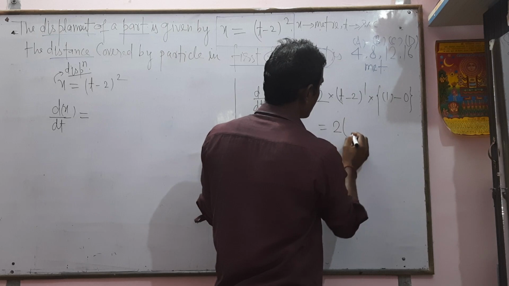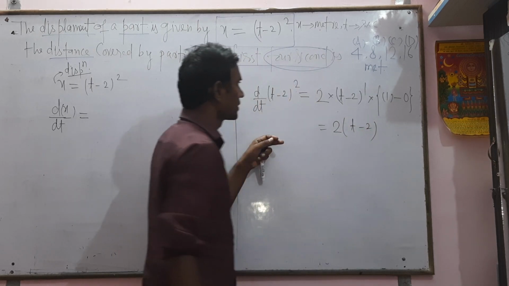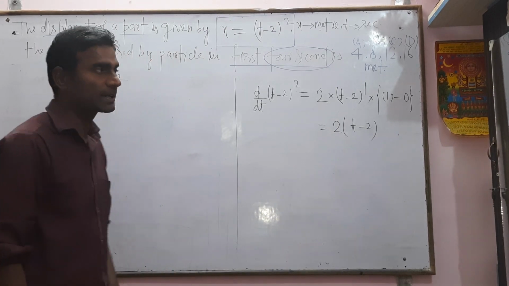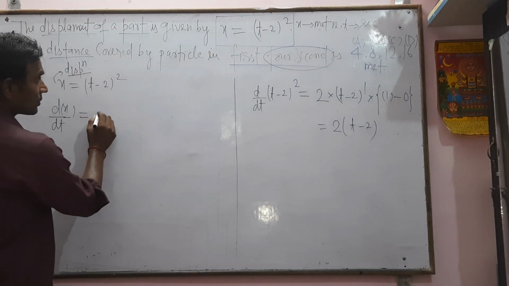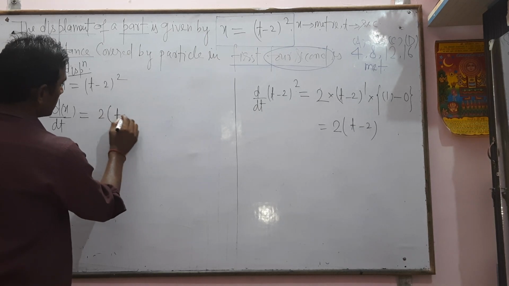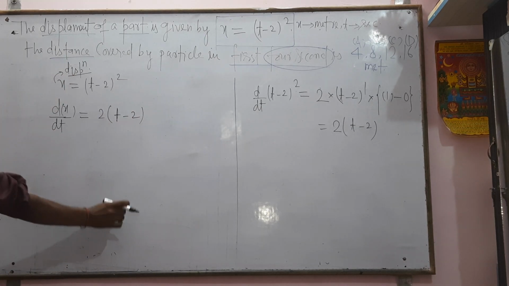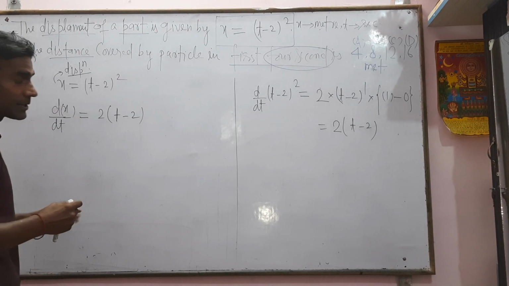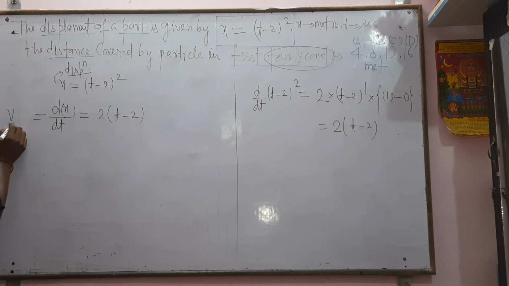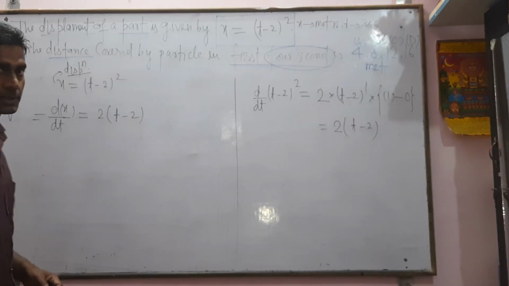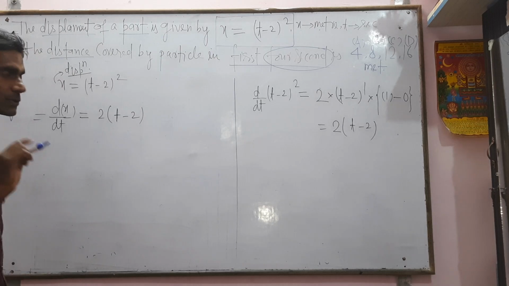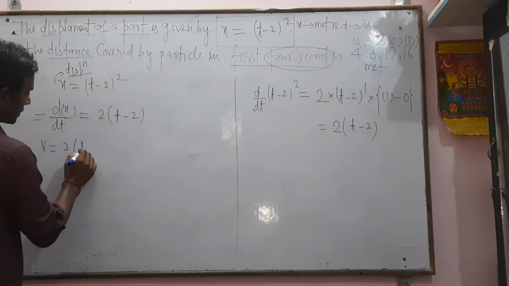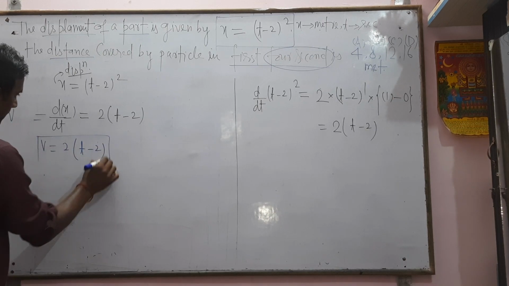So d by dt of (t minus 2) raised to 2 equals 2 times (t minus 2). Now d by dt of displacement is equal to velocity, not distance. So velocity v equals 2 into (t minus 2).